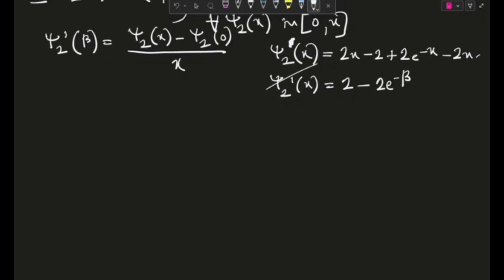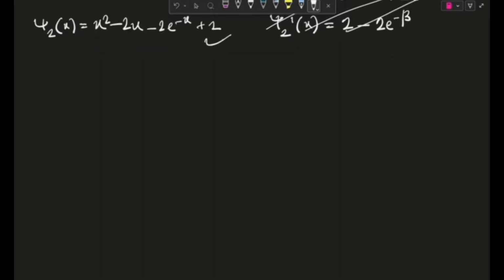Okay guys, I will just check on this once. I'm making a mistake. Just a minute. So here's our xi2 of x, guys. I'm sorry for the inconvenience. I did some mess up here.